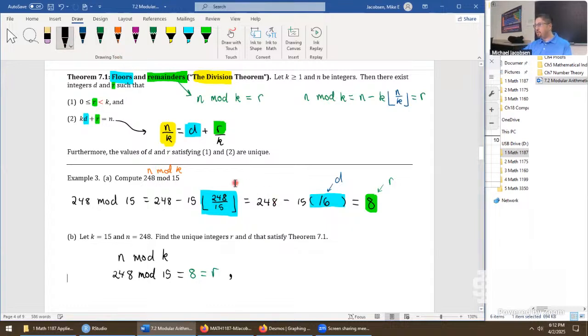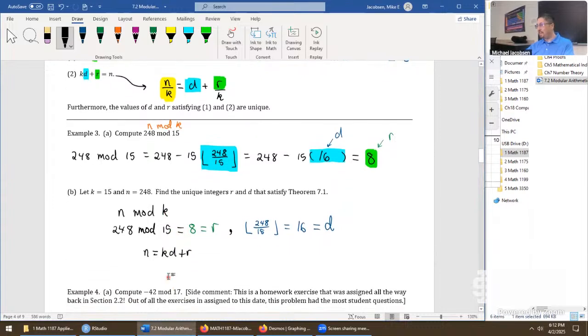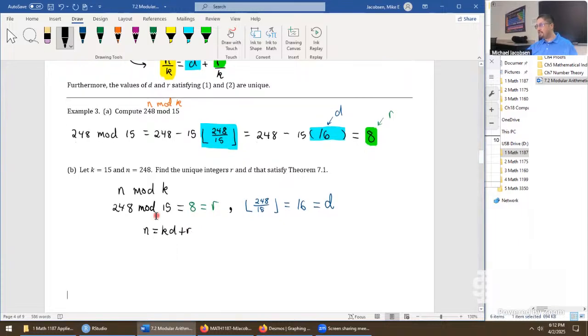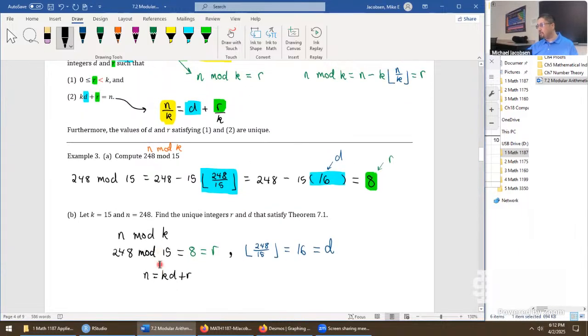And if you didn't do this formula right here, you would still want to calculate the floor, which is going to be floor of 248/15 coming out to 16. And that's the part d right here in the theorem. So to see if we really got this right, let me use this part. Now, n has to be equal to kd plus r. We have the n value, the k value, the d value and the r value. So plugging that all in, let's see if our last equation is true. If it's false, we need to do some backtracking and see where the error could be.